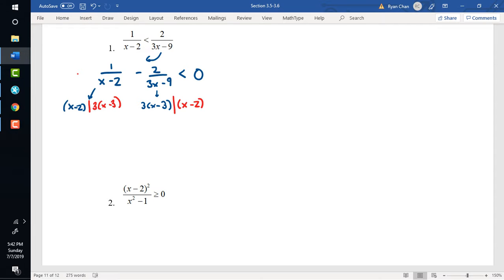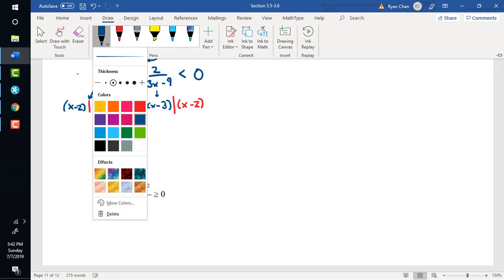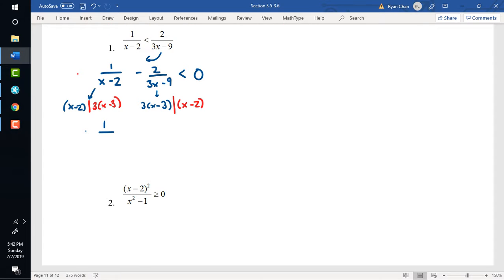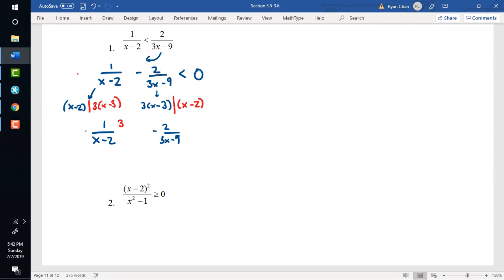Okay. So what I'm going to do here is I want to combine them, so it's one fraction. So 1 over x minus 2. I'm going to multiply the first one by 3 over x minus 3, so 3 over x minus 3. And the one on the right, I'm going to multiply top and bottom by x minus 2.